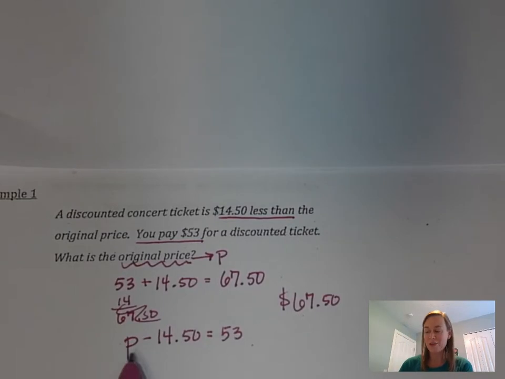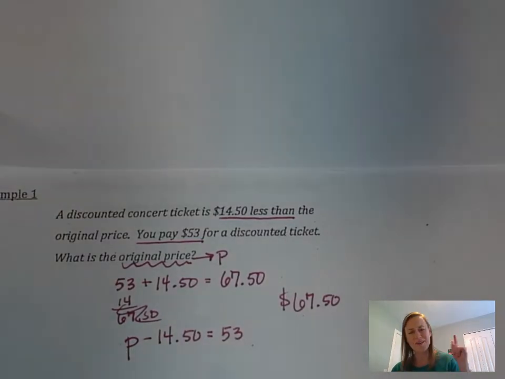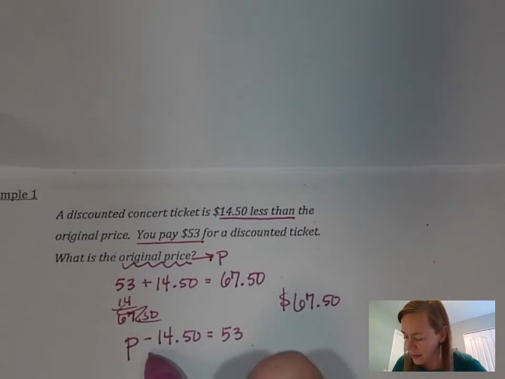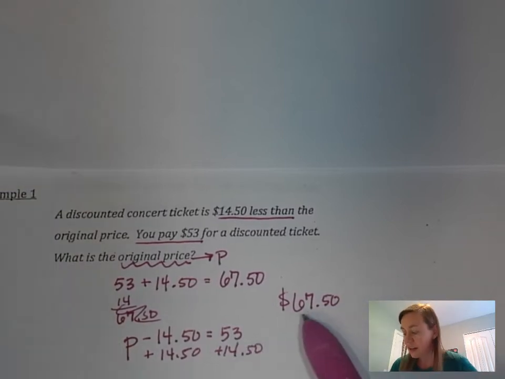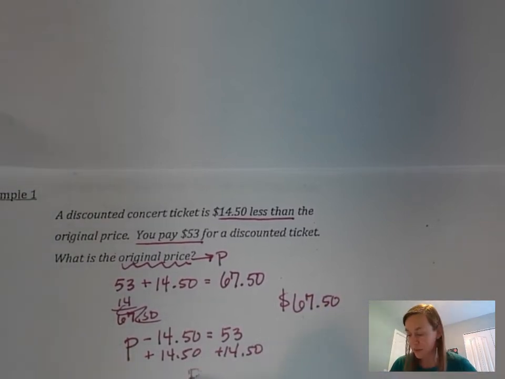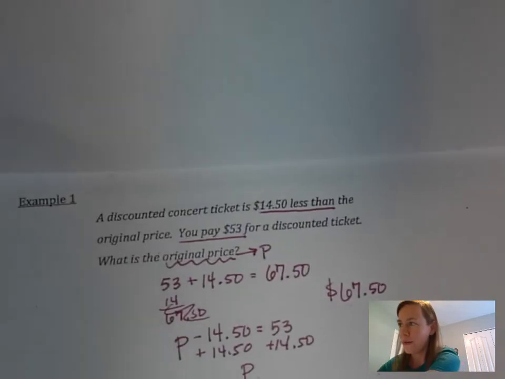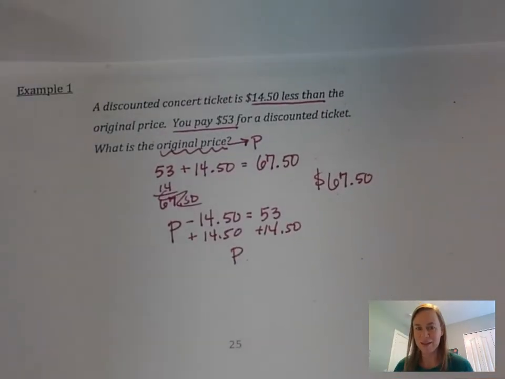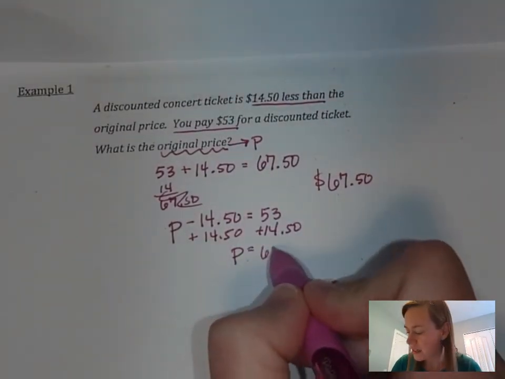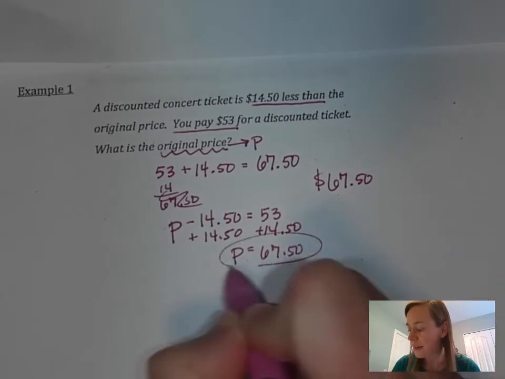Okay, so now when you look at this, you can be like, oh, now that's a one-step equation. All I have to do to get P by itself is add $14.50 to both sides. And then you're going to get the same answer. You're going to get P. Let me see if I can keep that on screen there. Okay, there we go. P is going to equal $67.50 either way that you do it.